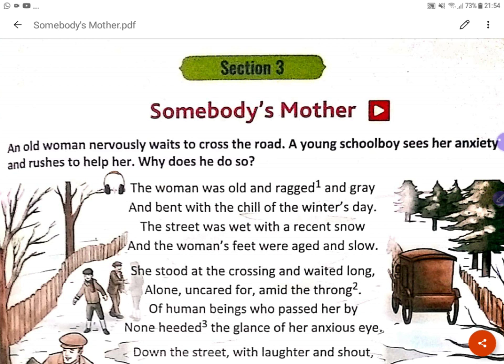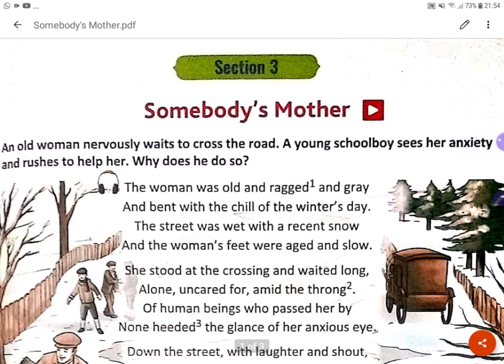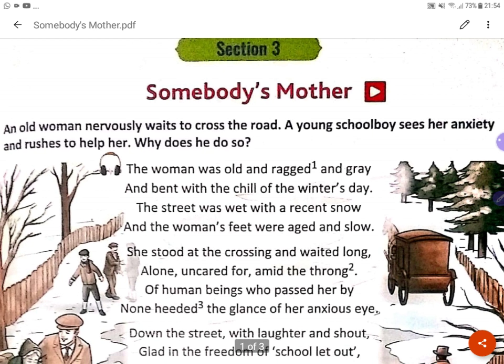Now you can see an old woman nervously waits to cross the road. A young schoolboy sees her anxiety and rushes to help her. Why does he do so? So in this chapter we have to go through the emotion, the help which has been provided by a schoolboy, and I believe most of you also do this type of social work whenever you find anyone in problem. I believe all of you are so kind towards old persons, right?